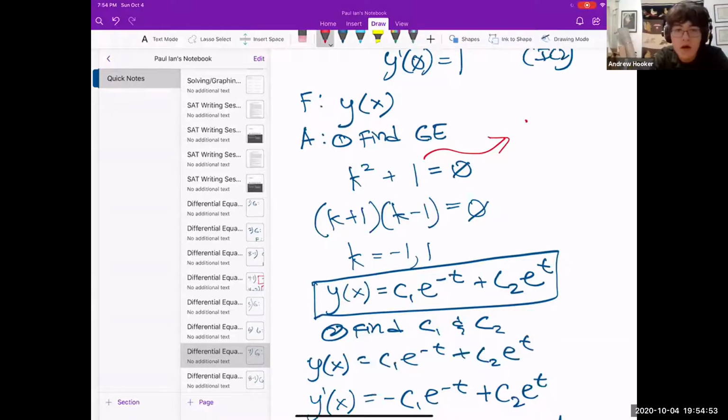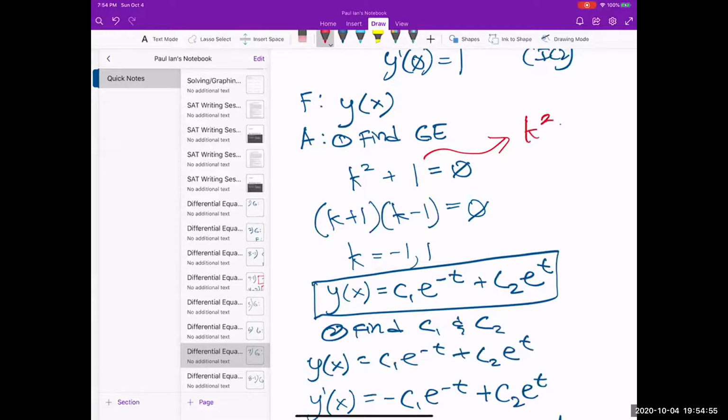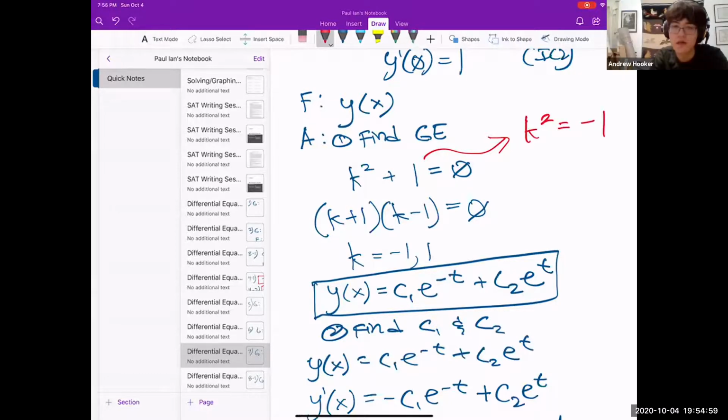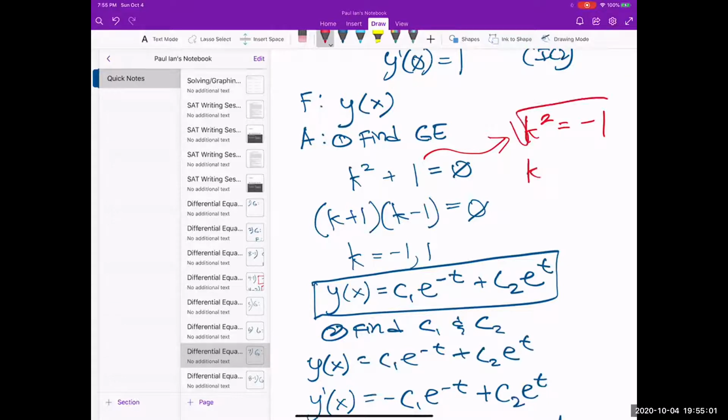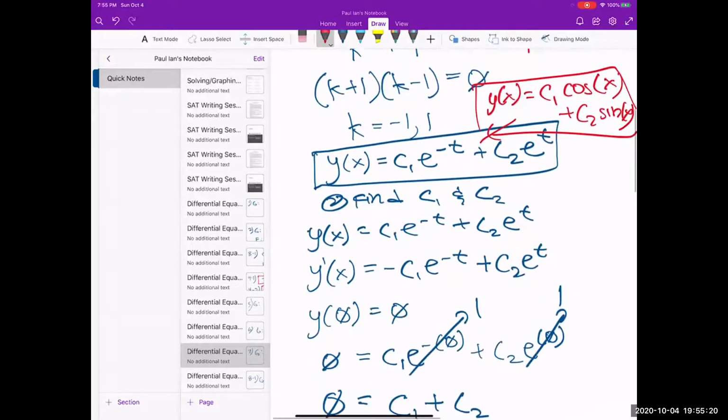Okay, so you see this guy, k squared. It's the same thing. It should be minus 1. So what is this guy? 1i. And then it's 0 and 1. So this guy right here is going to be y of x equals c1, the e doesn't matter, it's just going to be the 1. So it's going to be cosine x plus c2 sine x. Okay, let's take a look at that, because that's not what it's asking.